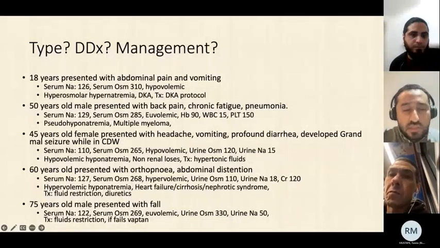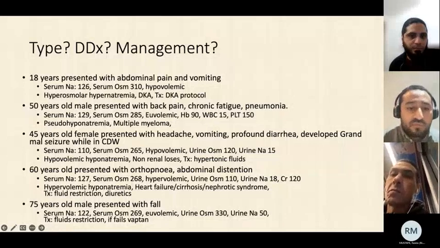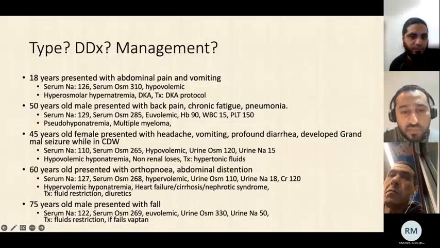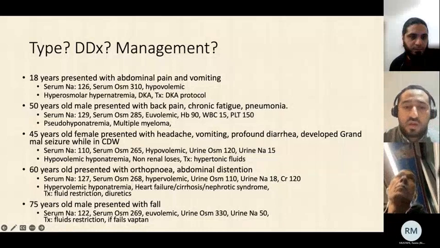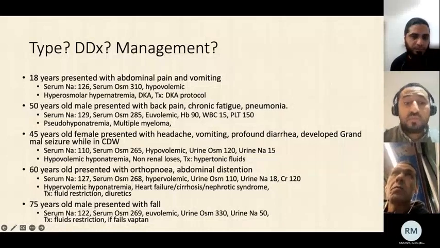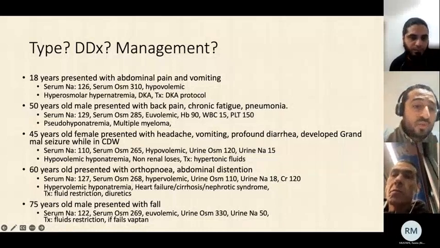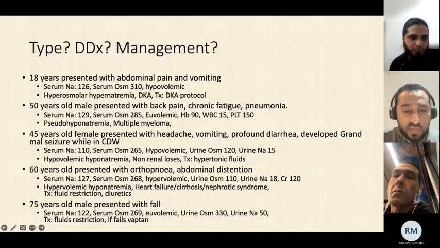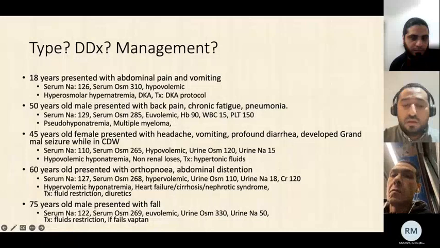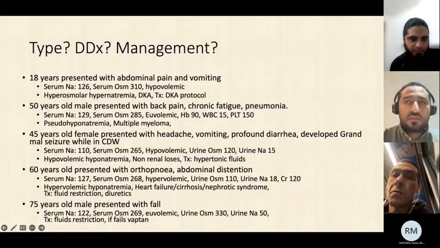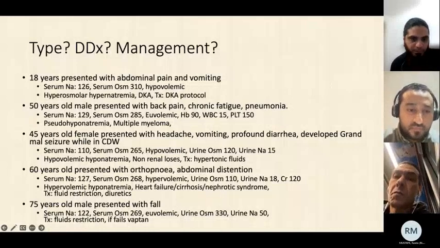The next patient is hypervolemic hyponatremia due to heart failure, cirrhosis, or nephrotic syndrome. We will start with fluid restriction and give him some diuretics. And the last patient, again, it could be ADH. So you will start with fluid restriction. But just bear in mind, if you started the patient on tolvaptan, you will need to stop the fluid restriction.